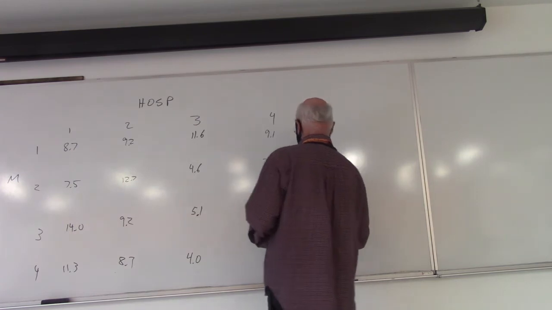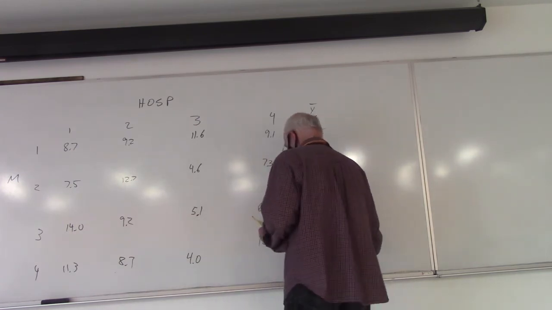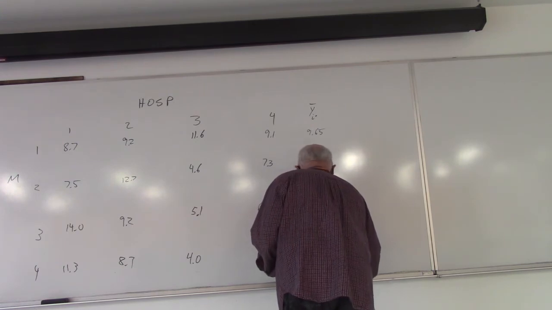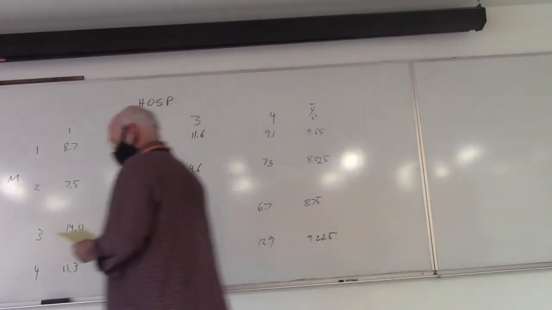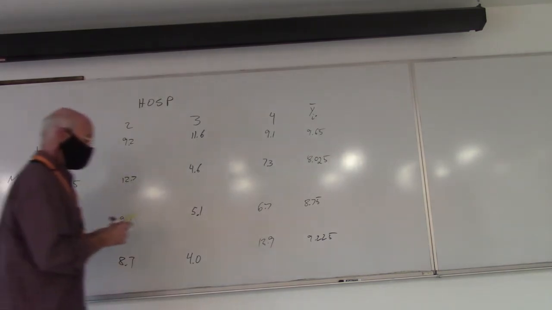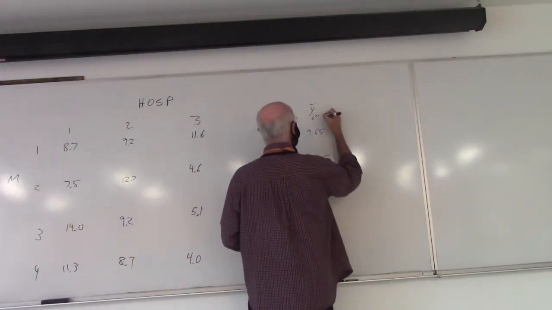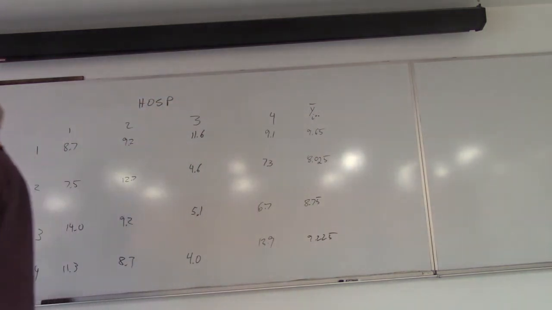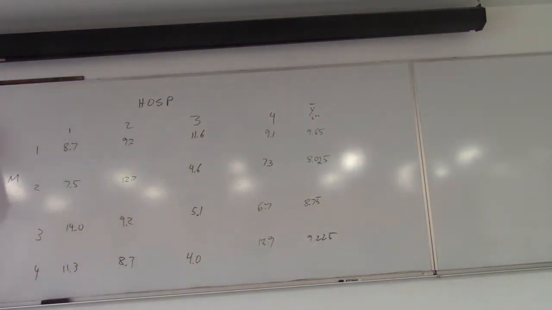8.025, 8.75, and 9.225. Whoops, I left off a dot. So it's yi dot dot bar. So our notation has changed now. We no longer have simply y dot or yij, we now have yijk. Okay? So i refers to hospital, j refers to method, and k refers to detergent.